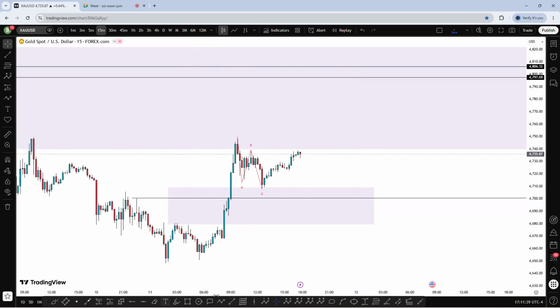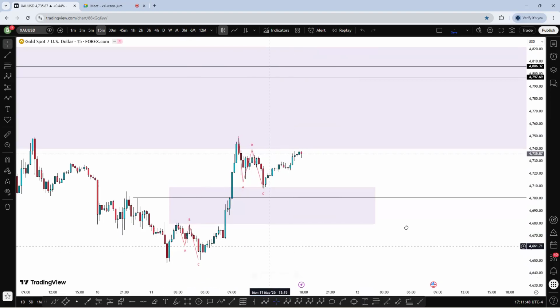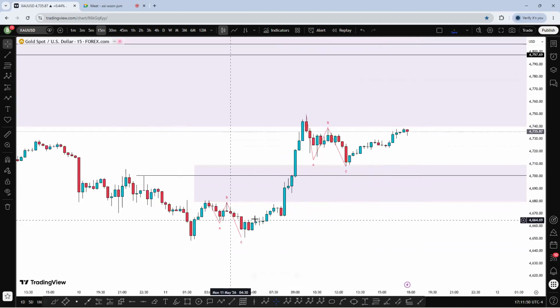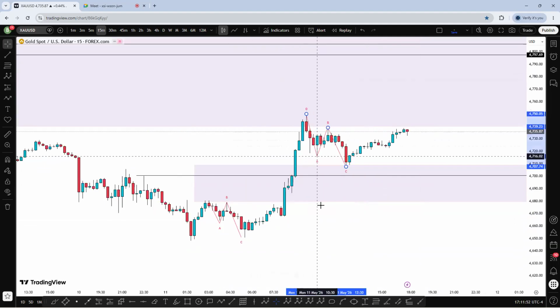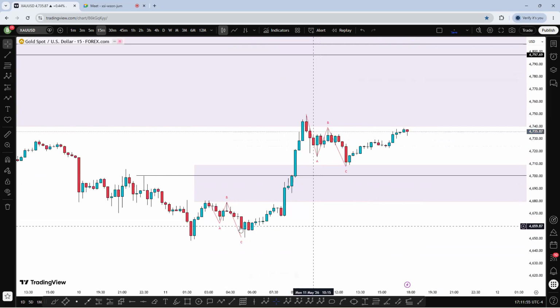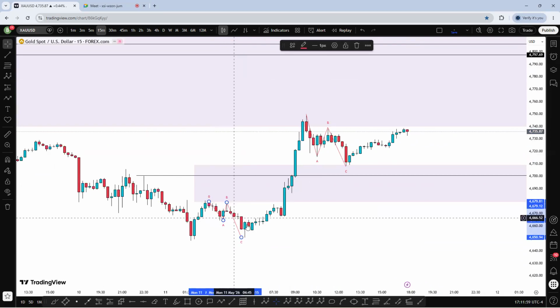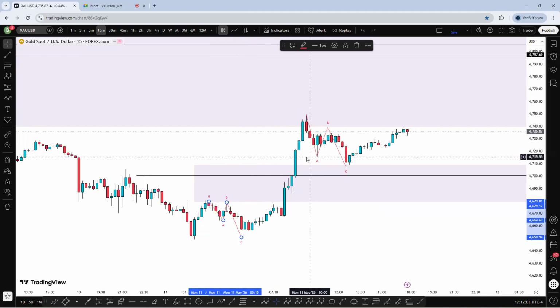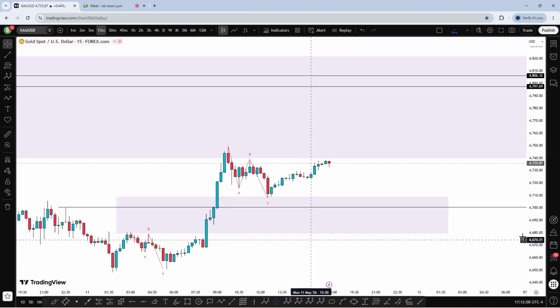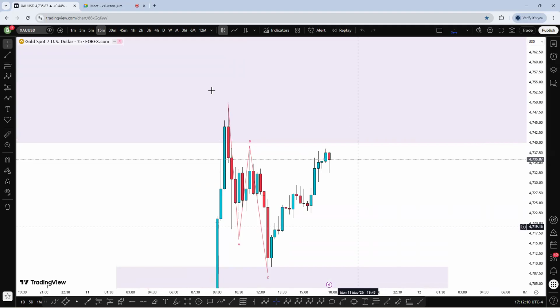An expansion move will have 3 cycles. A pullback will have 2 cycles. A push, a pullback, a push. ABC for a corrective move. That's the nature of a pullback. This means if you don't see a low being taken during a pullback, there is a problem. For example, you are buying from here, you didn't see a clear low being taken like this one. You are likely going to be taken out.